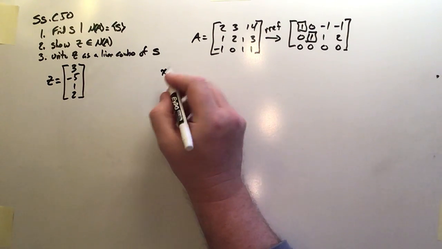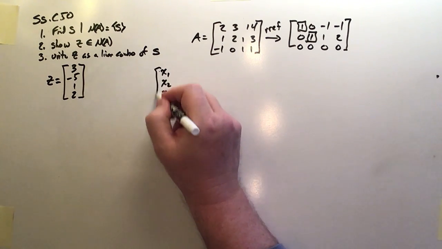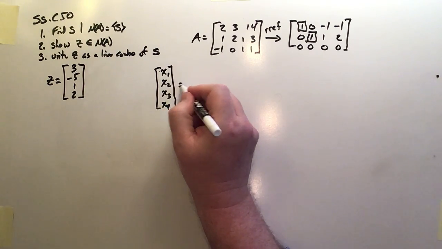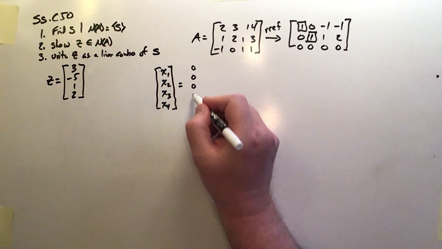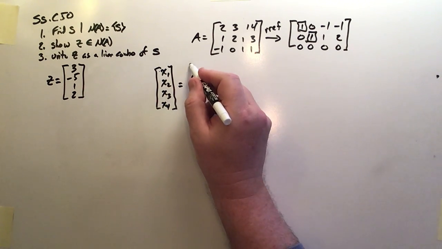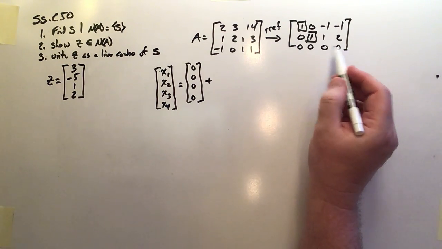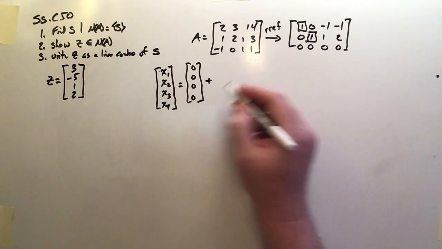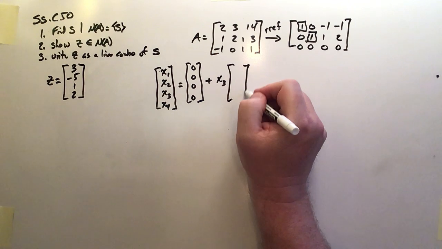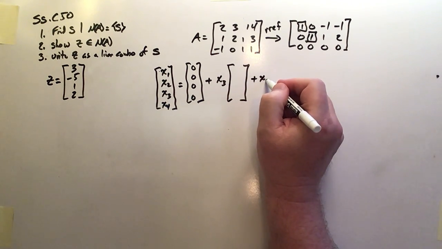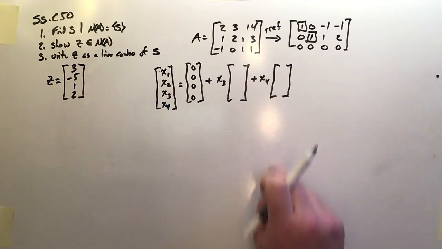Again, it's 4 variables, x1, x2, x3, and x4. And those would be equal to, again, I bring the solutions in as a column vector. It isn't really necessary because, of course, they're all zeros, so it's 0 right down the line. Plus, and then we use the free variables, and the free variables are 3 and 4. So it's x3 times its column vector and x4 times its column vector. And these column vectors are going to be the span. This is what we're looking for.